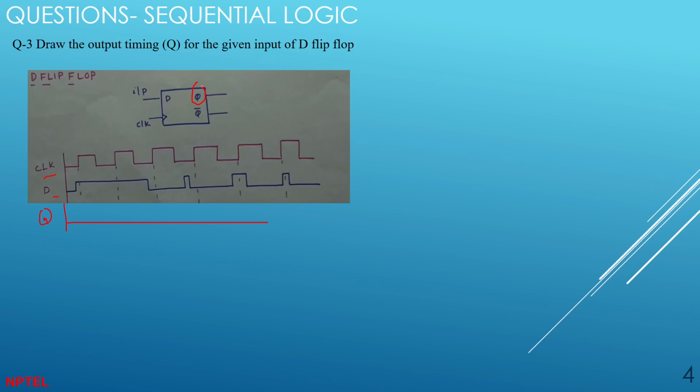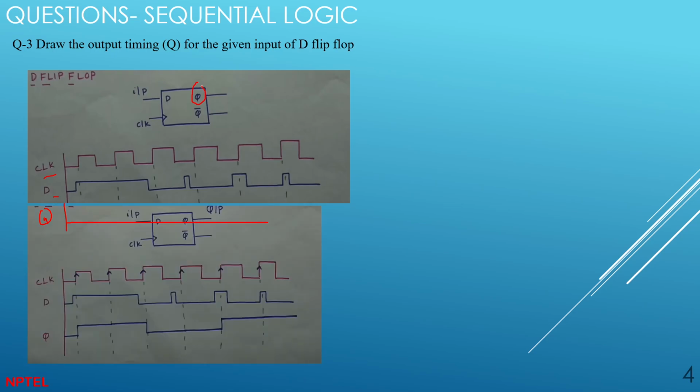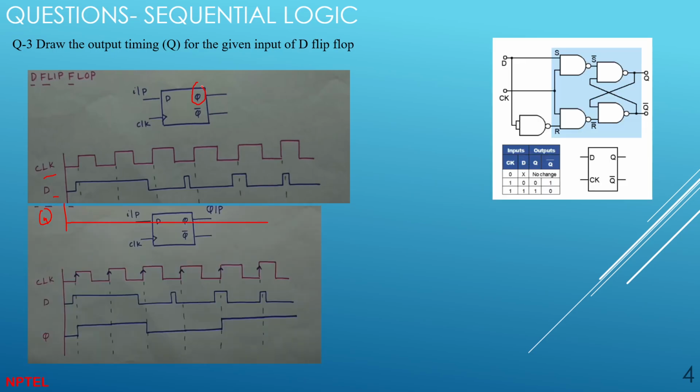So how to approach this problem? Before approaching it, you need to know some basics. What is this D flip flop? A D flip flop looks like this basically. This is input and this is output, and if you read the truth table, these are input and output. When the clock is zero, there will be no change in the variable.